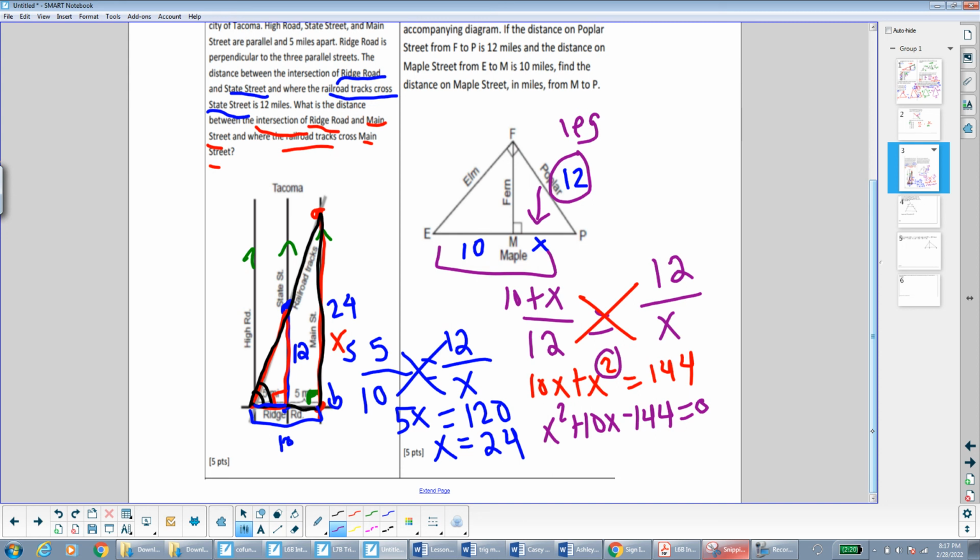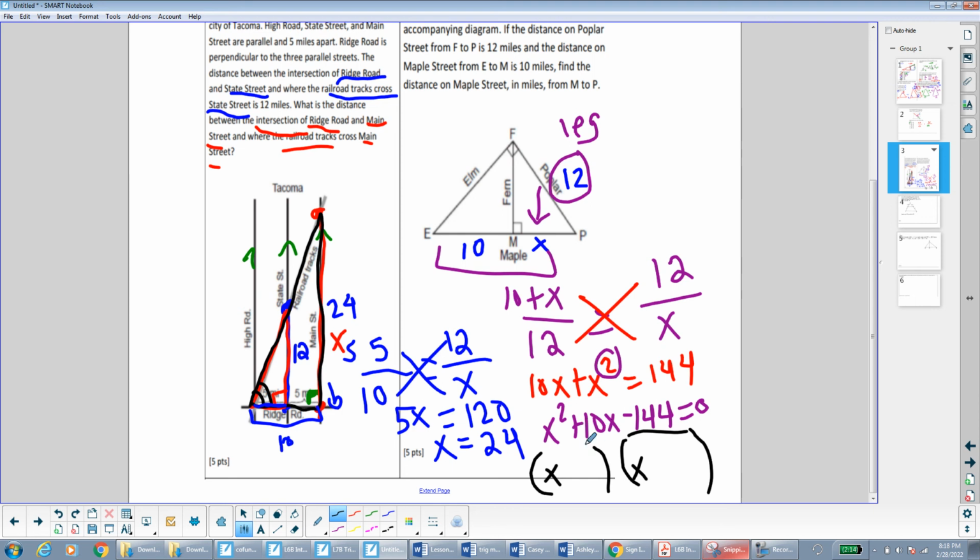From here, I'm solving the quadratic equation by factoring. So I'm going to think about what my two factors are going to be. They need to multiply to give us negative 144 and add to give us 10. You can play around with that for a bit, and if you want to pause the video to try to figure out what those factors would be, go ahead and do it. Those factors turn out to be 8 and 18.